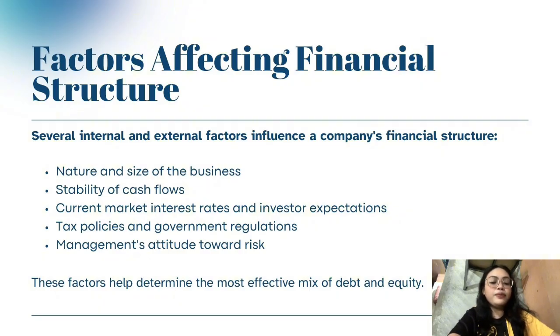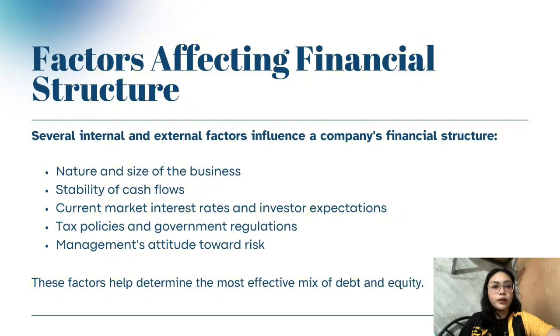This includes the nature of the business. For example, a manufacturing firm may need more financing than a service company. Cash flow stability matters too. More stable income allows for more borrowing. We also considered market conditions such as interest rates. Tax policies may encourage or discourage borrowing. And lastly, management risk tolerance will guide whether they prefer debt or equity. So let's proceed to financial structure ratios.